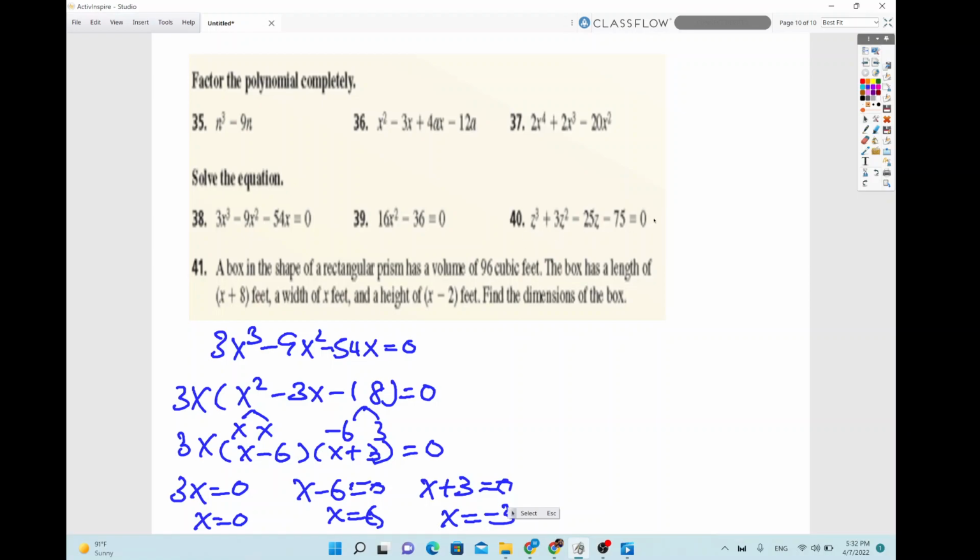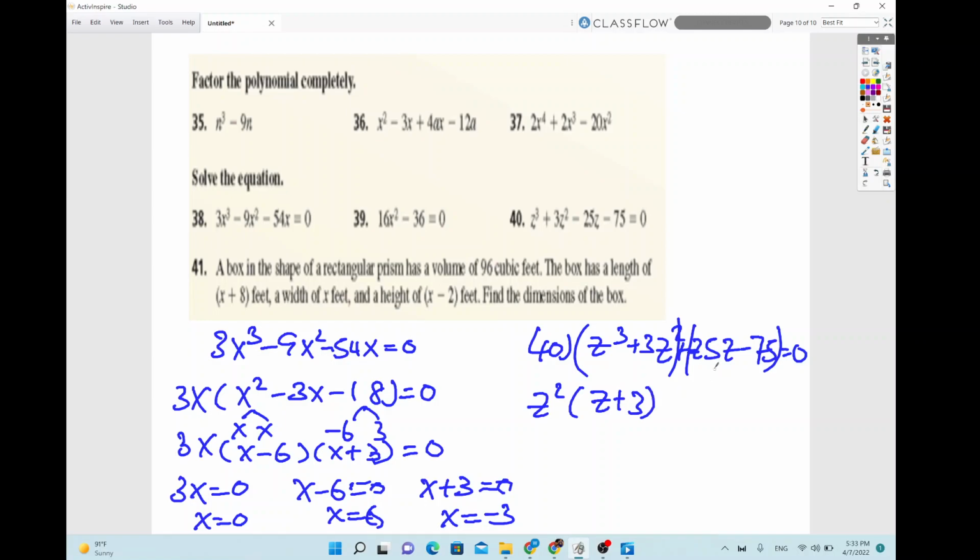And then for number 40, quite similar. This one is a quadnomial, so again, factor by grouping. z to the power of 3 plus 3z squared minus 25z minus 75 equals 0. Regroup them: I want to group the first two terms together, and then the last two terms. So for z to the power of 3 plus 3z squared, take out z squared, so we got z plus 3.